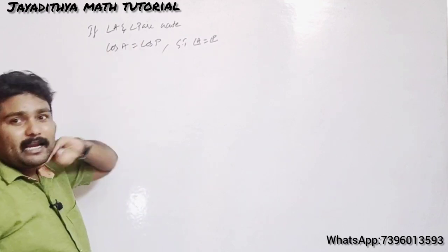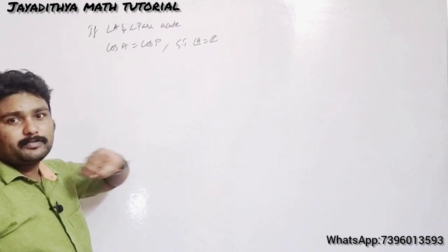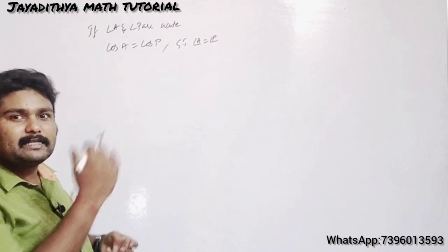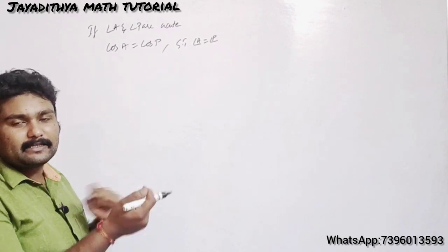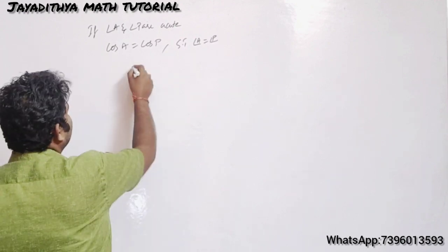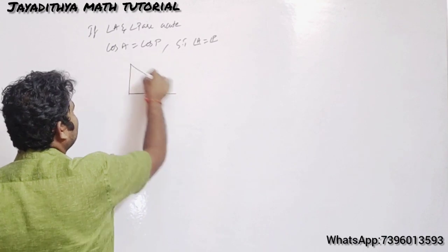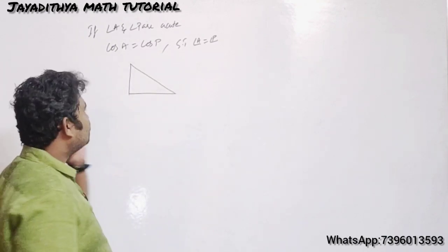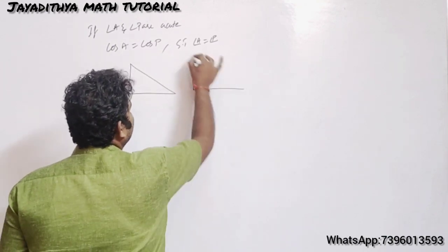So A and P are acute angles. He is telling that cos A is equal to cos P. So let us try to take two different triangles and let us try to show they are similar. Then let us try to solve the remaining part. Okay, so let us take the triangles. Trigonometry is based completely on what triangles? Right angle triangles.